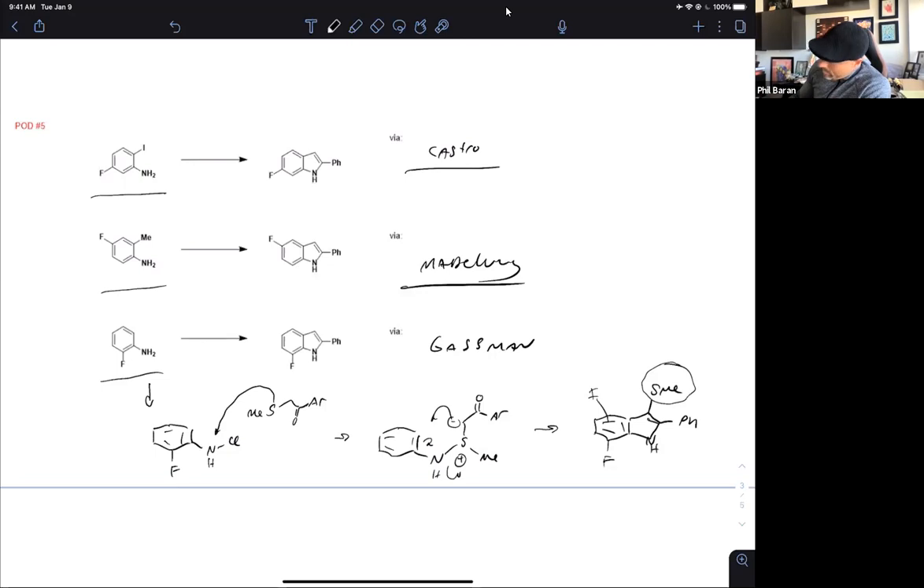That's a limitation of Gassman. Normally, you're going to use something like Raney nickel to remove this, and very likely iodides and some bromides are not going to tolerate the Raney nickel. So that is definitely an issue. One thing to remember about Gassman is that you can take those intermediates, though, and you can hydrolyze them. So these can also be converted into the corresponding oxindoles or indoxyl derivatives.